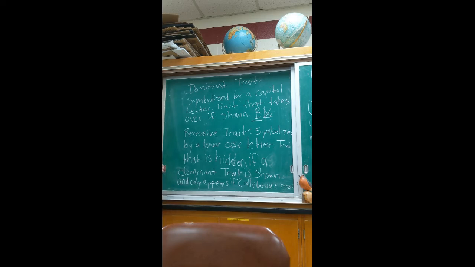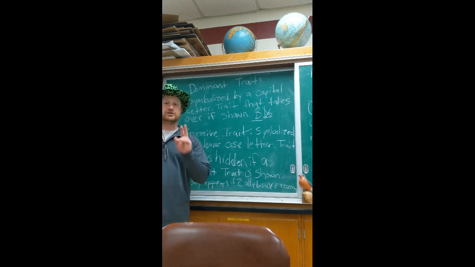Recessive trait. A recessive trait is symbolized by lowercase letters, and it is the trait that is hidden if a dominant trait is shown and only appears if two of the alleles are recessive. So, recessive traits are ones that are less common. Blue eyes in humans would be a recessive trait. And the only way blue eyes would show through in a genotype would be two lowercase letters. Where you have two lowercase b's, it will be blue.